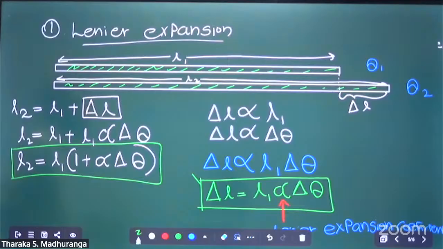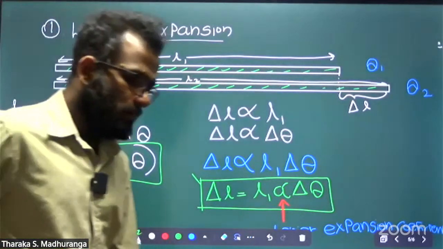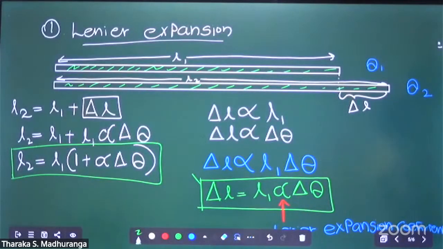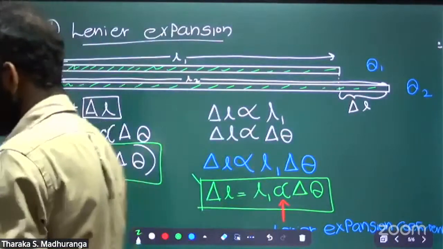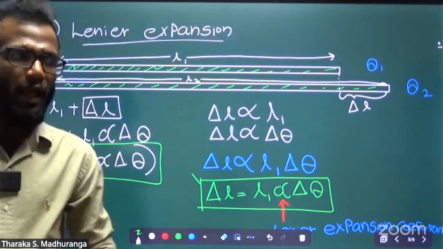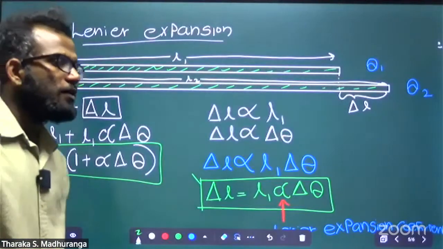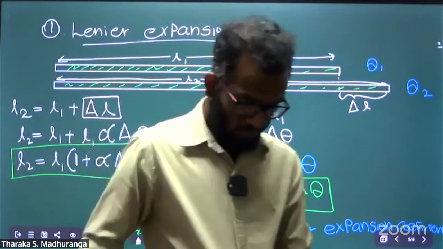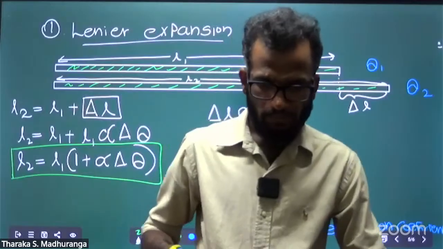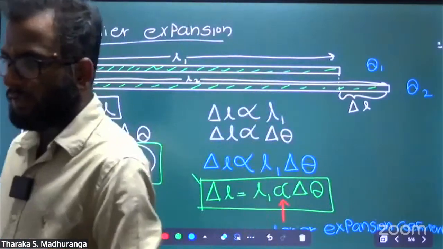There is a copper rod with a 2-meter length at 30 Celsius.